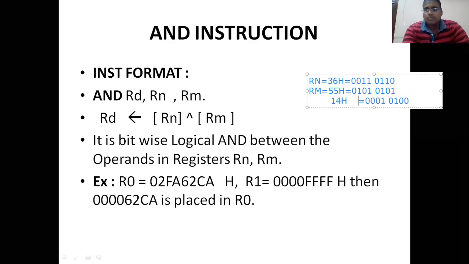This particular 14H is going to be stored in a register. As per our syntax, as per our instruction, it needs to be stored in the RD register. So this 14H is going to be stored in our RD register. That's what we are going to do. So RD is equal to 14H. This is about the AND instruction.